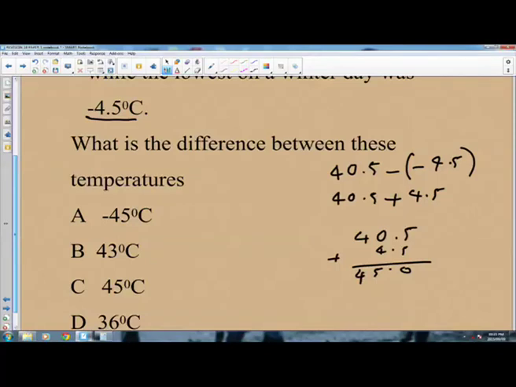We now check from the alternatives. Do we have 45 degrees Celsius in our alternatives? The first one is minus 45 degrees, B 43 degrees, and then C is 45 degrees Celsius, D 36 degrees Celsius. So the answer that we got is 45 degrees Celsius. This is the answer to this question. Then make sure that you circle it, because you have to indicate by circling the correct answer. So as per our working, we have 45 degrees Celsius, and it corresponds to the answer at C. We'll circle the letter C here to indicate that we have answered this question.